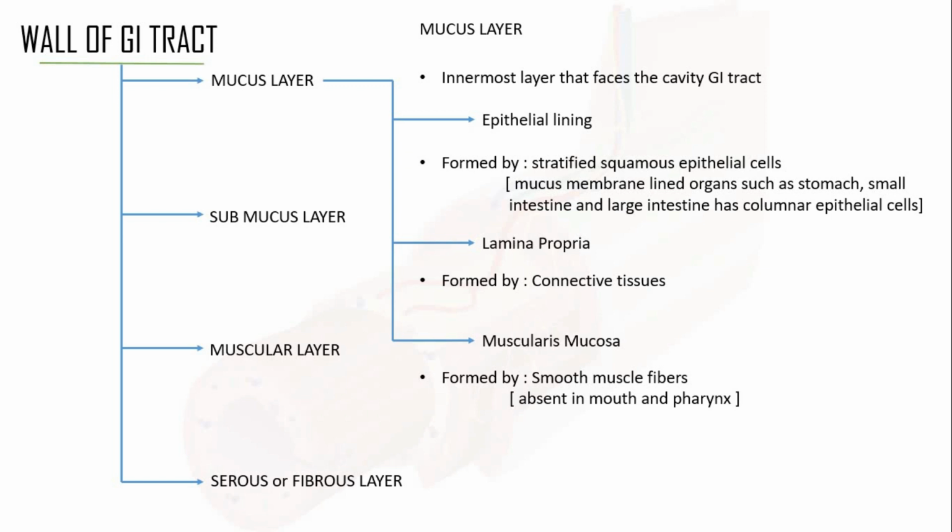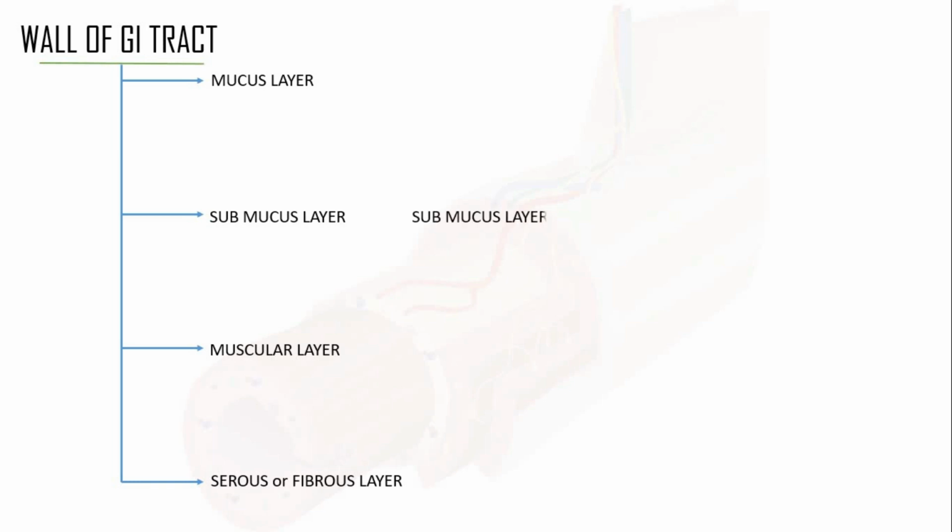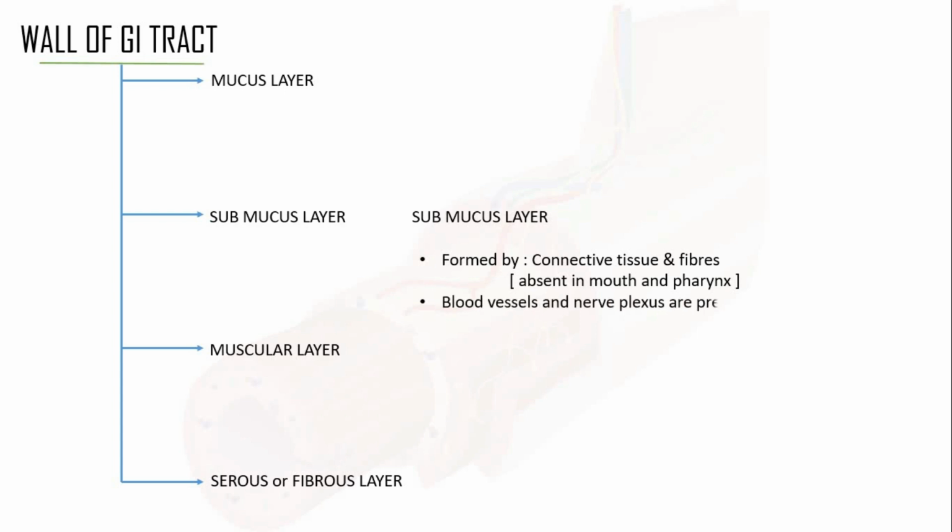After the mucous layer comes the submucous layer. The submucous layer, like the muscularis mucosa itself, is present everywhere but absent in the mouth and the pharynx, only from the esophagus onward. It's formed of connective tissues and fibers: reticular fibers, elastic fibers, collagen fibers and so on. This is the layer where the lymphatic vessels, nerve plexus and the blood vessels are present.